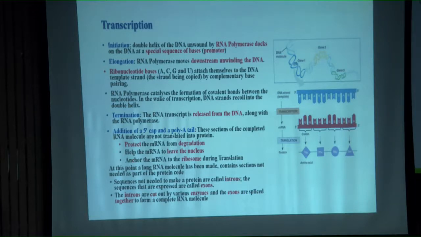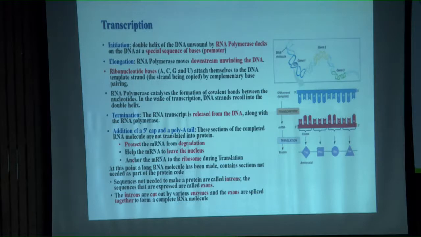After the termination, there are certain other steps like addition of the 5' capping and sometimes the poly A tail. The addition of the 5' cap protects the mRNA from degradation, helps the mRNA leave the nucleus and come to the cytoplasm, and also anchors the mRNA to the ribosome during the process of translation.